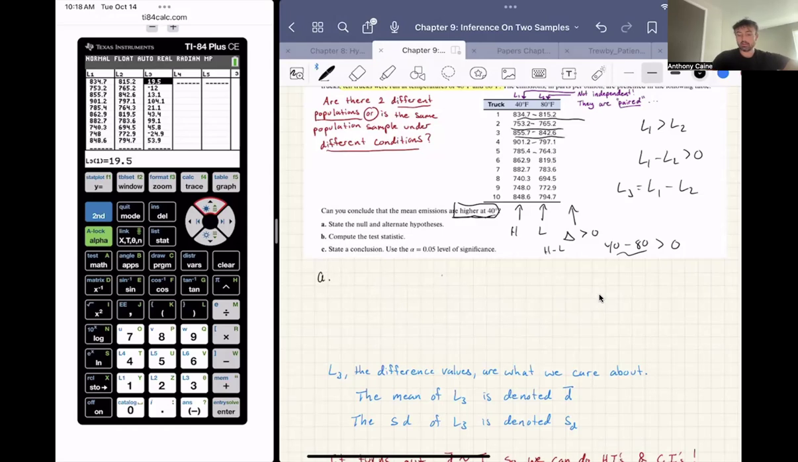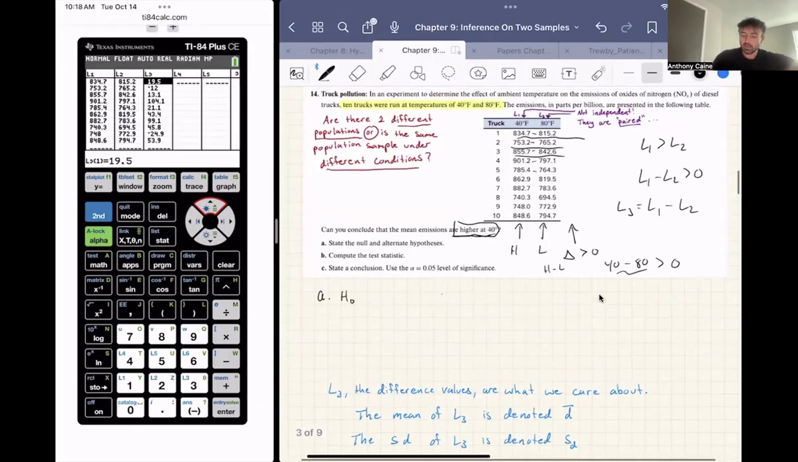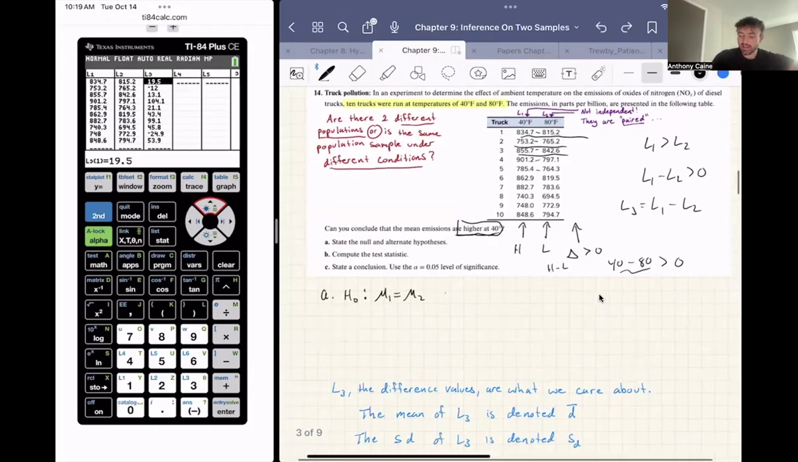Part A says state the null and alternate hypothesis. So the null hypothesis is that there's no difference in emissions. You could think of this as mu1 equals mu2. The thing is, they kind of rename stuff here. We're no longer going to use mu1 and mu2, except it's annoying because the calculator uses mu1 and mu2, right? So instead, we have this thing, mu subscript d.